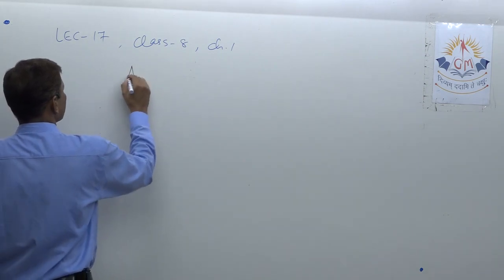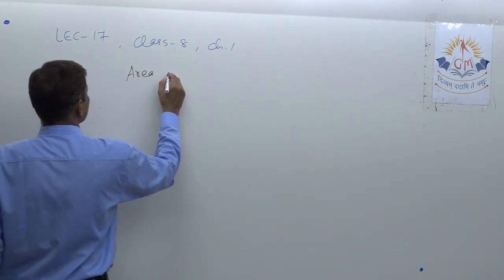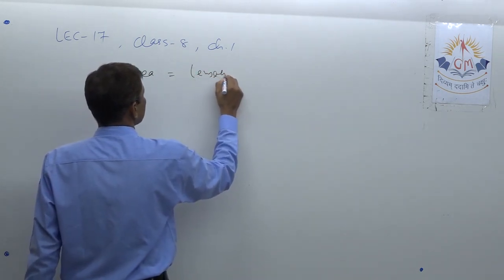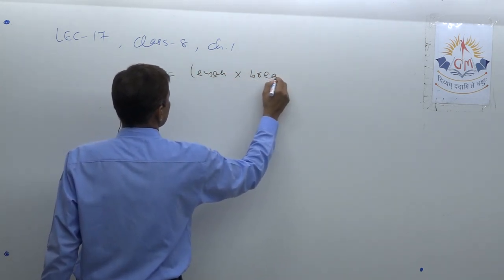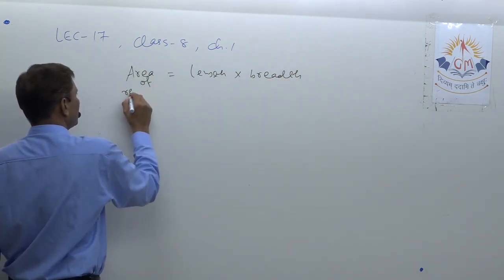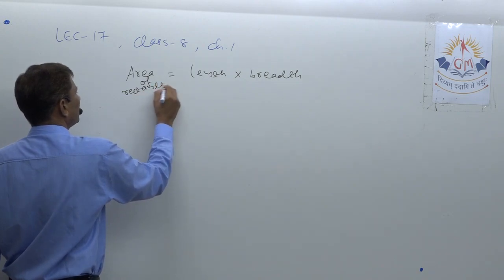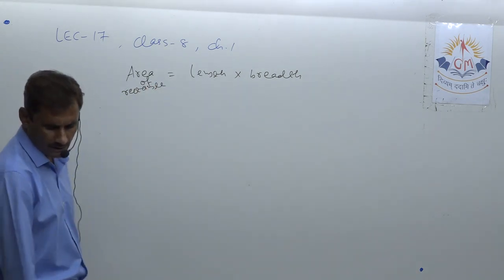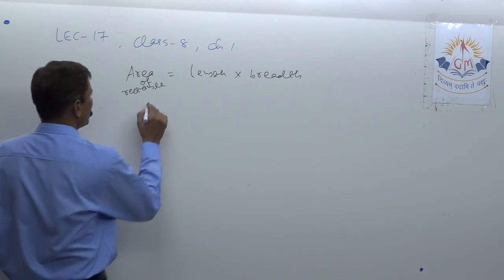So area equal to length into breadth. Area of what? Rectangle. You can write clearly also. Area of rectangle. Okay. Now they have given area is 120 upon 49.